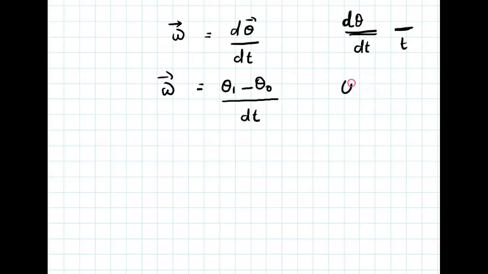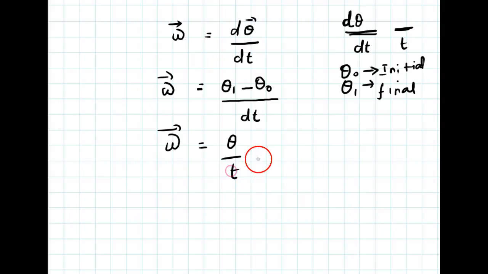So what is theta 1? Final position. Theta 0 is the initial position. If I want to find the change, we always subtract final minus initial, right? In another way, if I want to find the angular velocity, that means the angular displacement divided by time. What is the angular displacement for one complete revolution? Suppose the point starts from the point P and ends at the same point P. So the total path covered by a particle is one complete circle, one complete revolution.